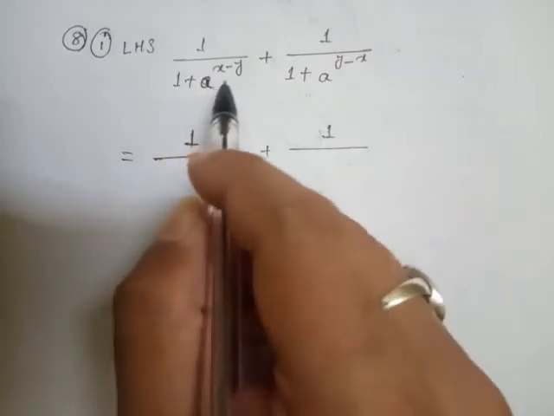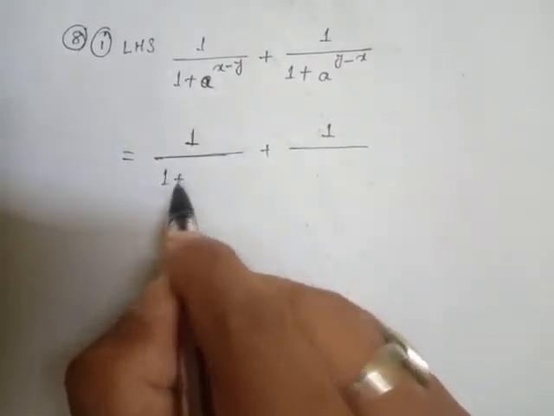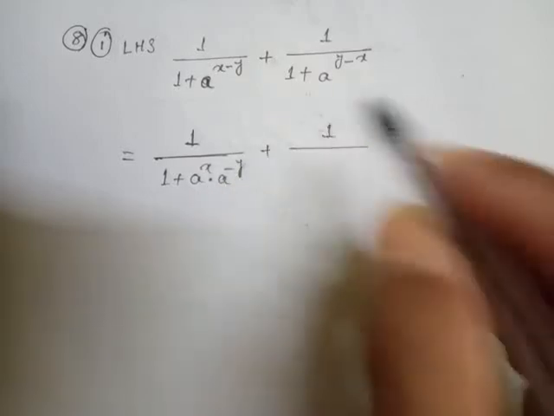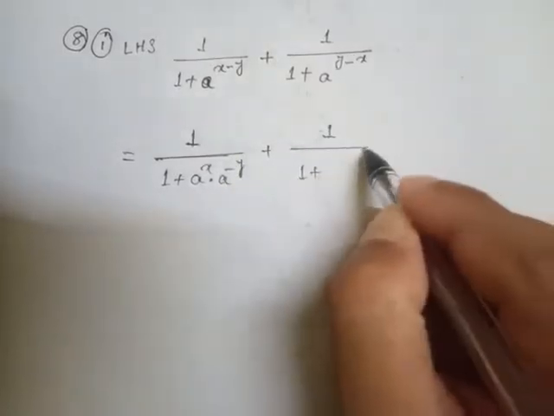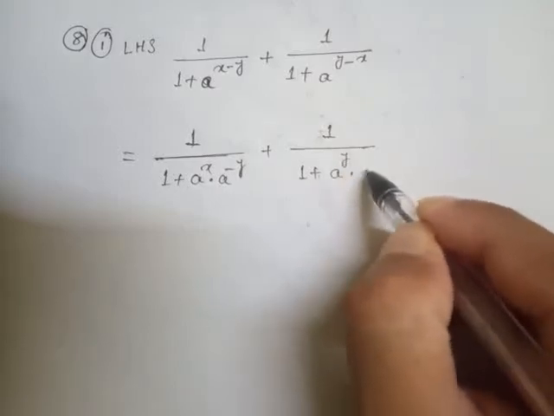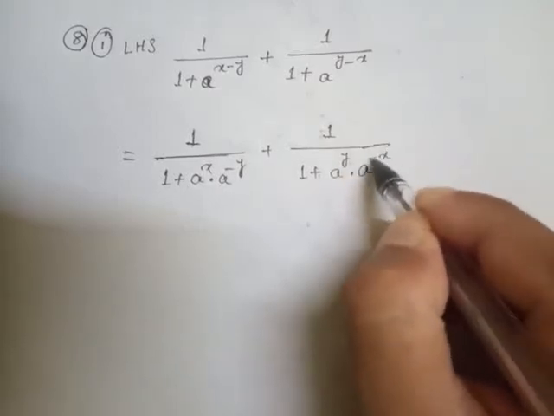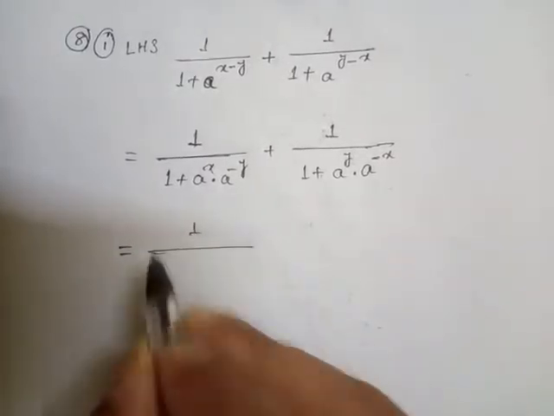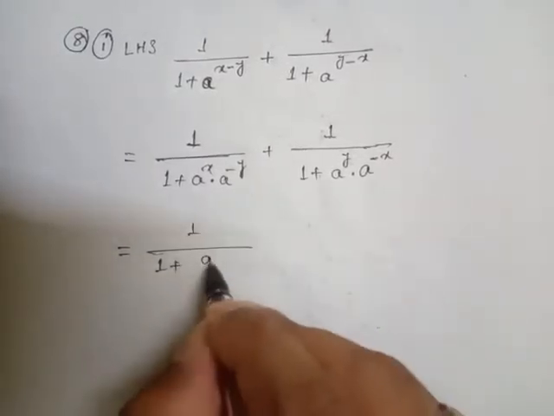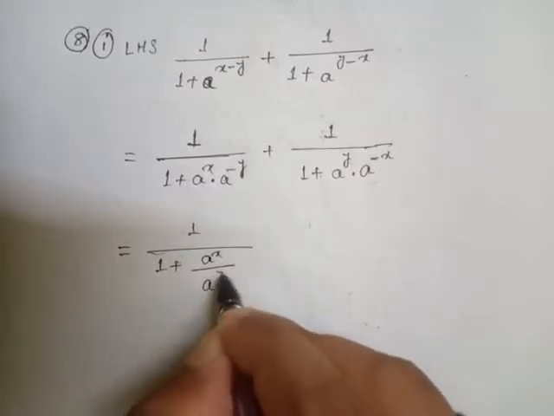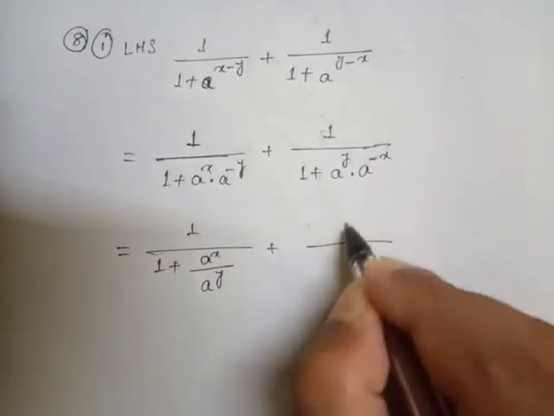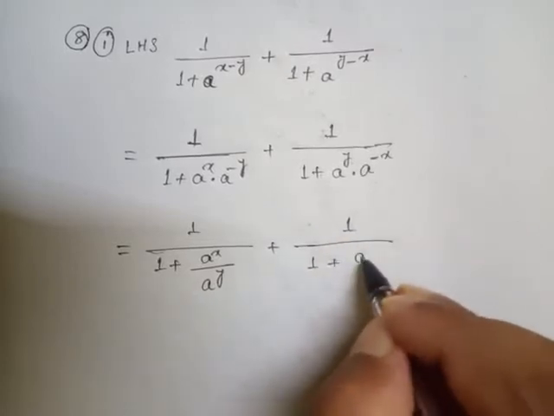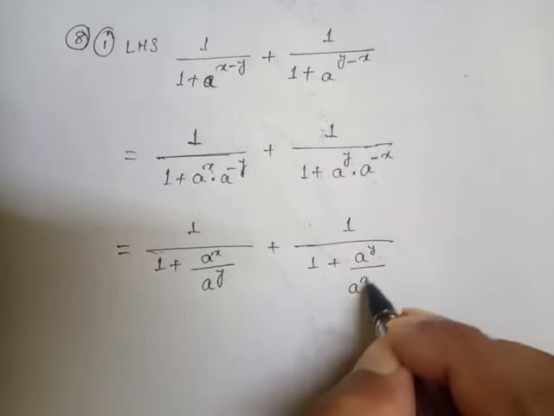First of all we'll split up. So 1 plus a to the power x into a to the power minus y. Similarly here also 1 plus a to the power y into a to the power minus x. This dot means into. Now after that here 1 by 1 plus a to the power x by a to the power y. After that here 1 by 1 plus a to the power y by a to the power x.